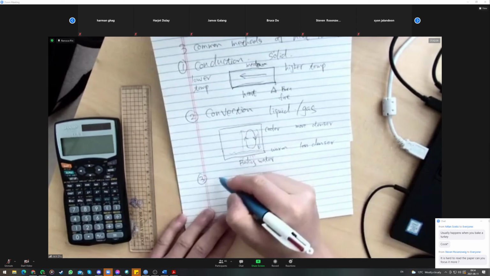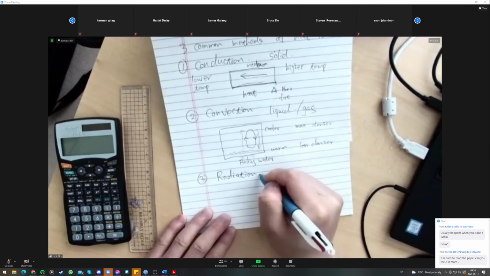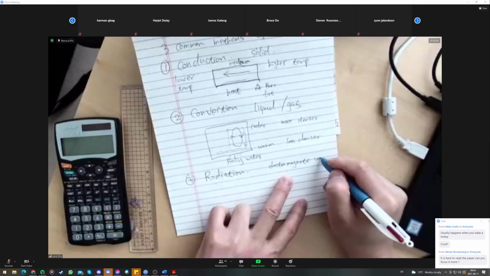The third one is radiation. Radiation is, they call it, the electromagnetic waveform.